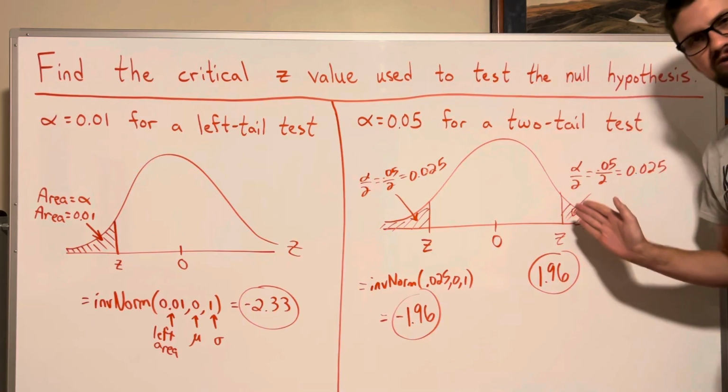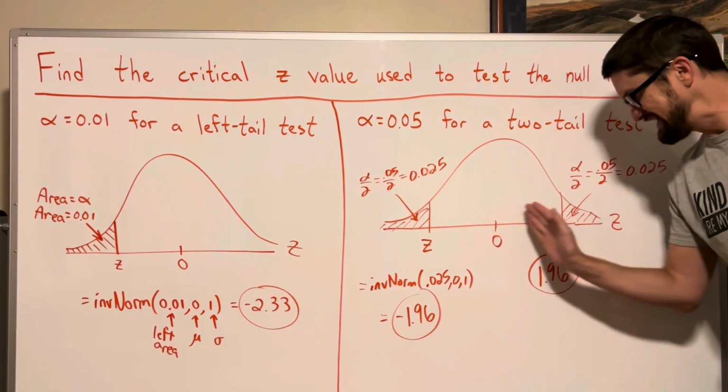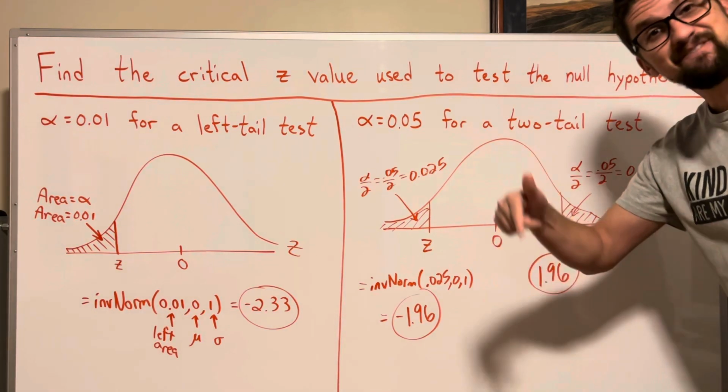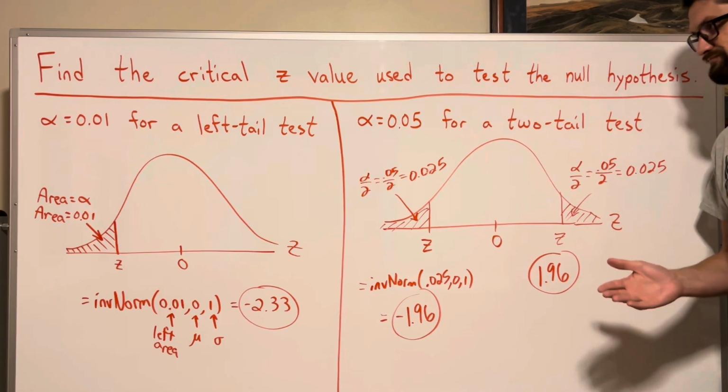If it's in the critical region, you say reject the null hypothesis. If it's not in the critical region, you say fail to reject the null hypothesis. There you go.